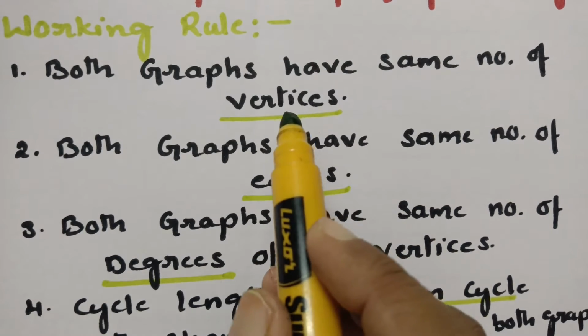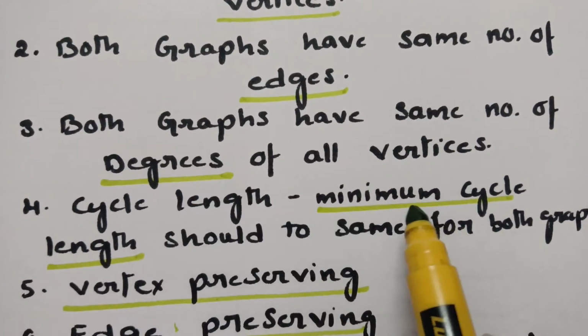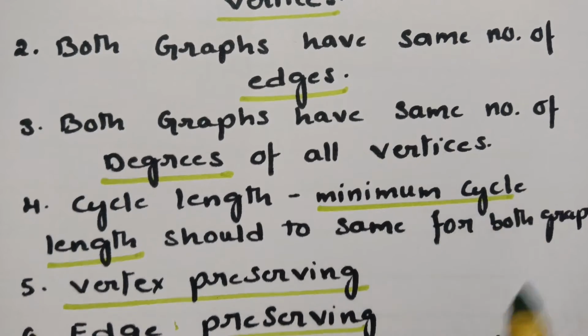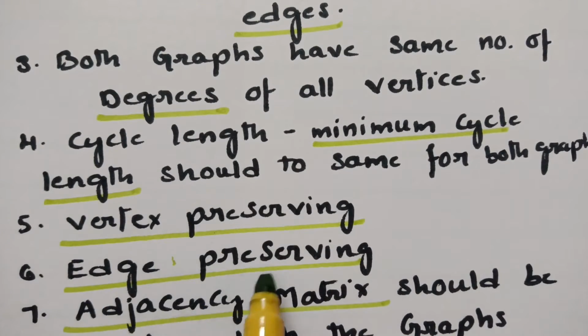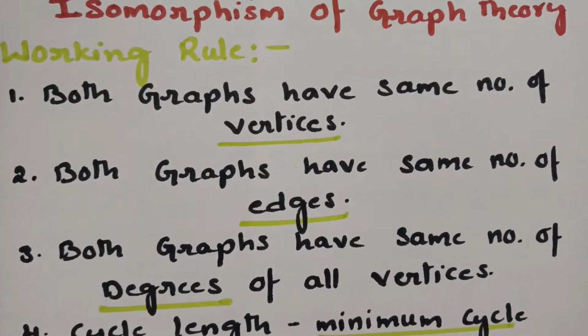See here, one by one. First we have to go with vertices, and next edges, and we have to check all the degrees, and we have to find the minimum cycle length, and next vertex preserving, edge preserving, and adjacency matrix. All these topics I'll explain to you. And now here is an important question on isomorphism.